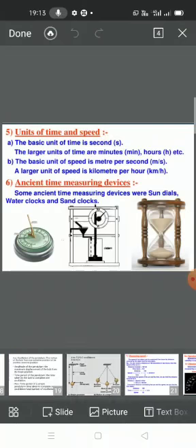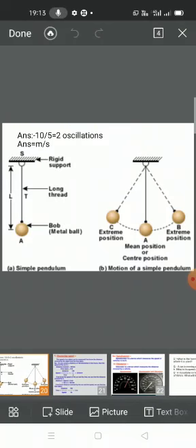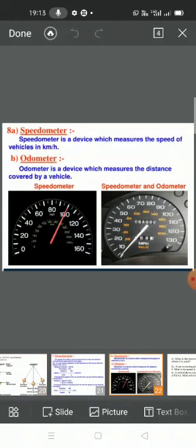For the last topic we can conclude with the speedometer and the odometer. A speedometer is a device which is used to measure the speed of a vehicle, how much speed the vehicle is moving at a particular time. That is calculated by the speedometer. It is present on the dashboard of each and every vehicle.